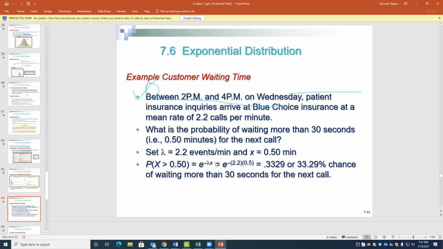What is the probability of waiting more than 30 seconds, that is half a minute, for the next call? First of all, if you have a question like this, you have to convert both things into the same unit. Here one is seconds, here the other is minutes, so both have to be converted. So lambda is 2.2 per minute, x equal to this. Look into this, I'm just going to demonstrate this.